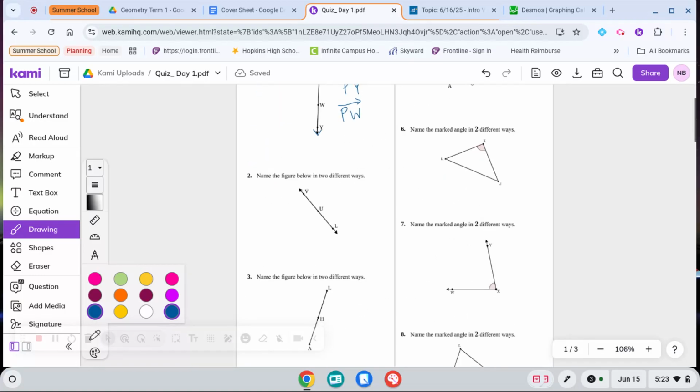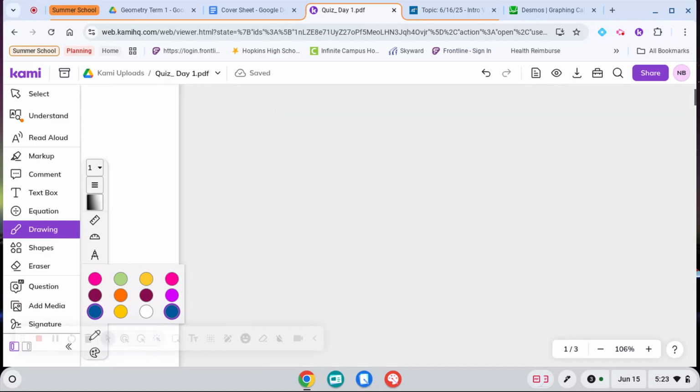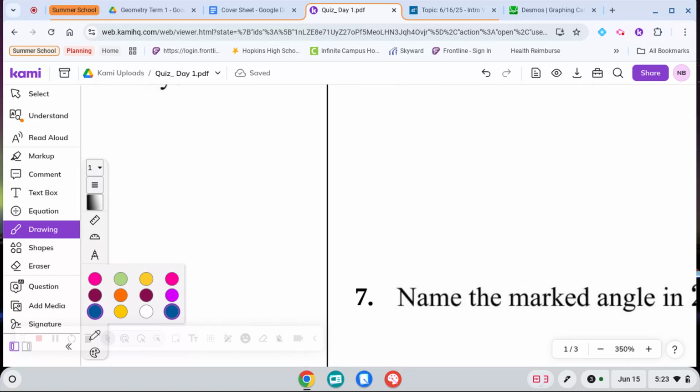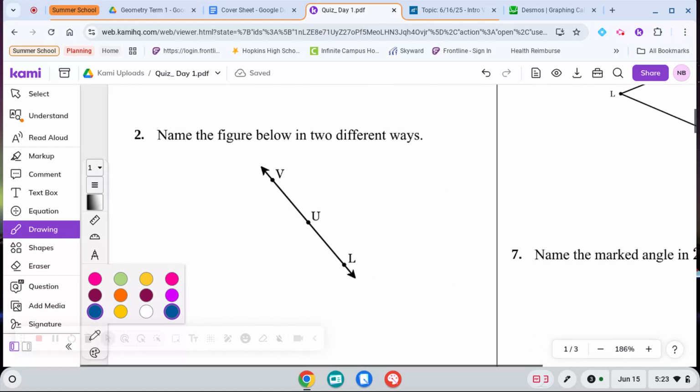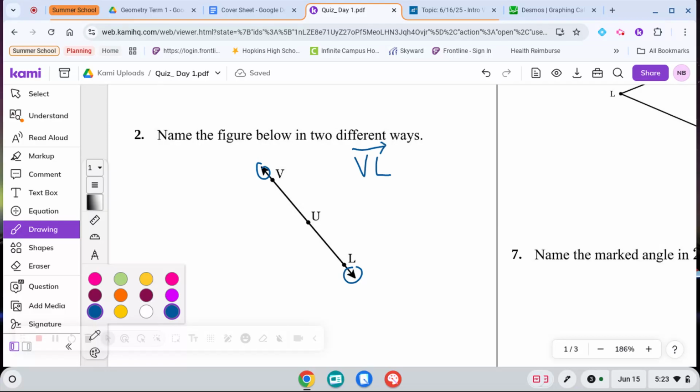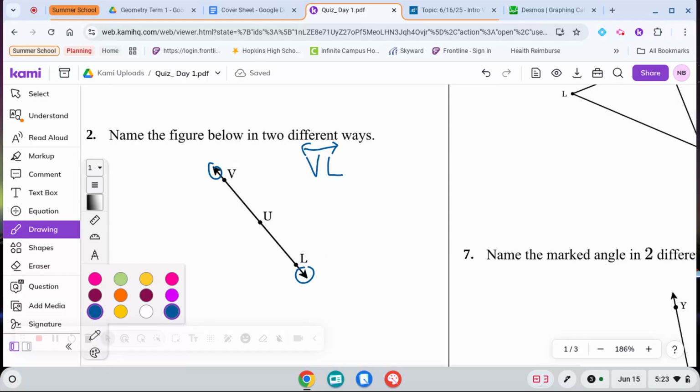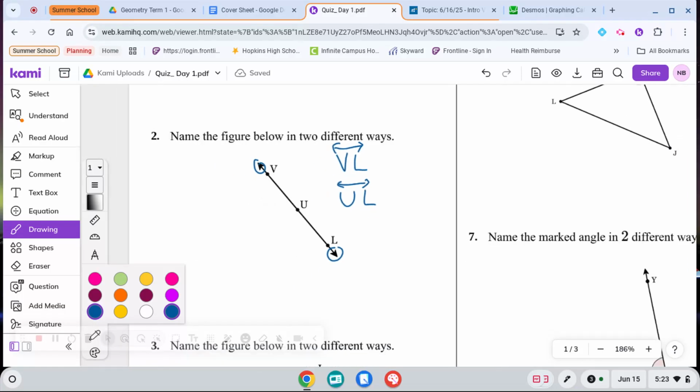Number 2 says, name the figure below in 2 different ways. So this one, we have an arrow and an arrow, which means this is a line. So we could call it line VL, or we could call it line LV, or VU, or UL. I'm just going to do it like this. And we just have to make sure that we have a little mini line on the top.